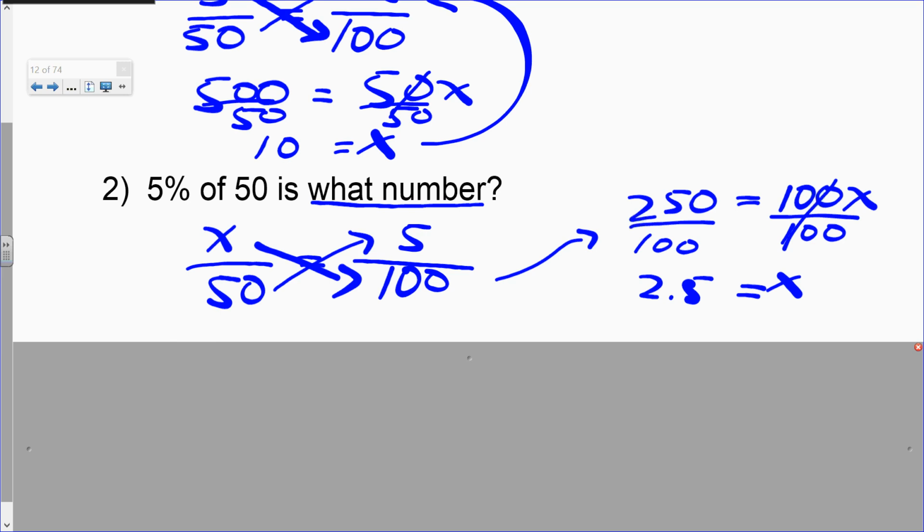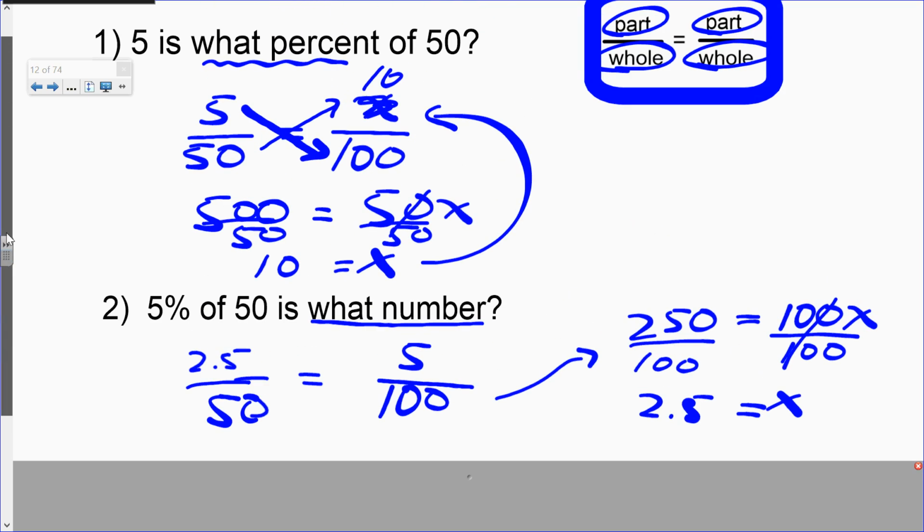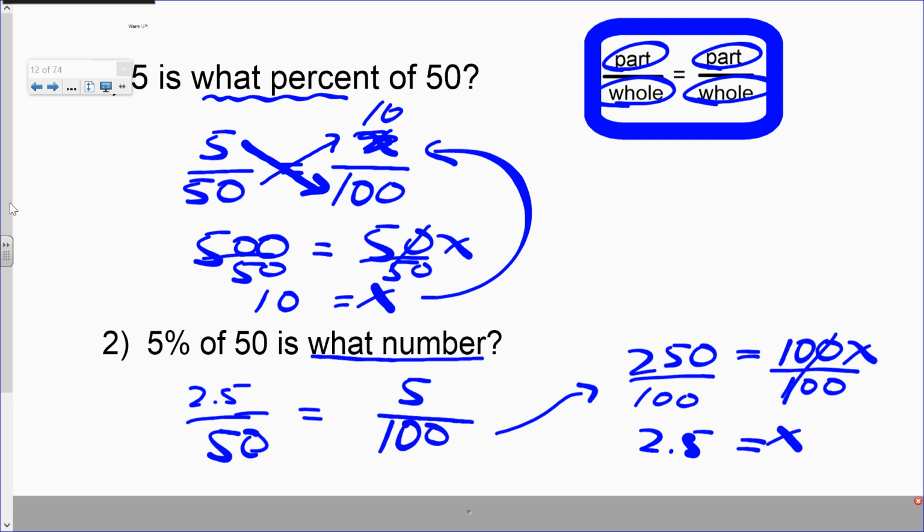Does that make sense? Let's see. We're going to replace x with 2.5 in the original problem. Watch. Think of a piece of cheese. If I chop the piece of cheese into 50 pieces and ate 2.5 of them, is that the same amount of cheese in my stomach as if I chopped a piece of cheese into 100 pieces and ate 5 of them? Yes, it makes sense. If I chopped a piece of cheese into 50 pieces and ate 5 of them, it's the same amount of cheese in my stomach as if I chopped it into 100 and ate 10 of them.